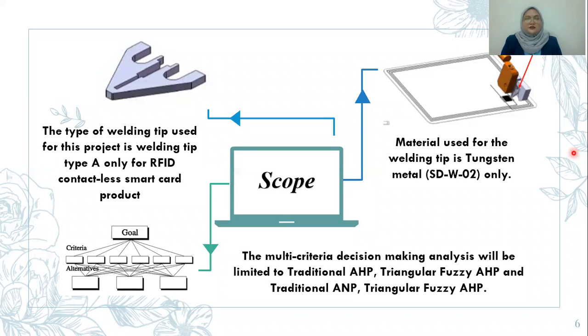The scope for this study is that the type of welding tip used for this project is welding tips type A only for RFID contactless smart card product. The material used for the welding tip is tungsten metal SDW02 only. The multi-criteria decision-making analysis will be limited to traditional AHP, triangular fuzzy AHP, traditional ANP, and triangular fuzzy ANP.